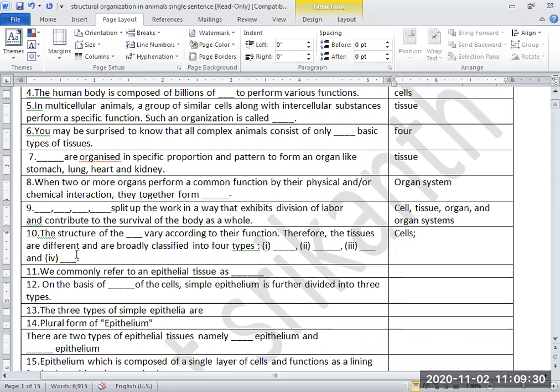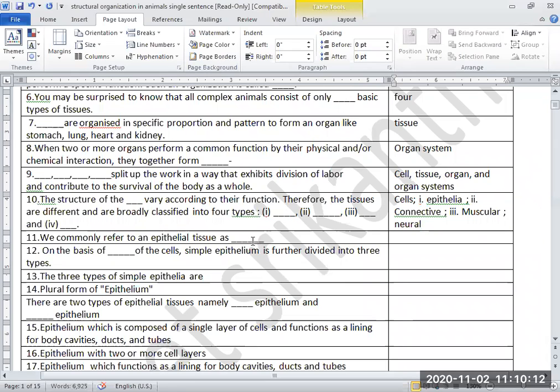Therefore, the tissues are different and broadly classified into 4 types. What are the 4 types that we are asking? Epithelial tissue, connective, muscular, neural or nervous tissue. Let me read the total line. The structure of the cells vary according to their function. Therefore, the tissues are different and broadly classified into 4 types: epithelial, connective, muscular, and neural tissue.